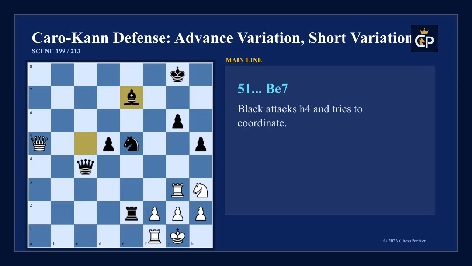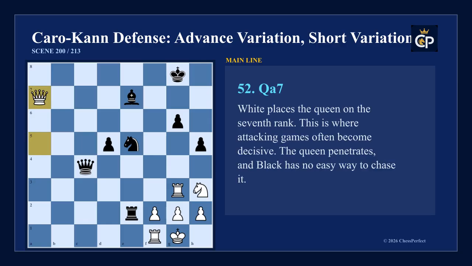Bishop e7. Black attacks h4 and tries to coordinate. Queen a7. White places the queen on the 7th rank. This is where attacking games often become decisive. The queen penetrates, and black has no easy way to chase it.